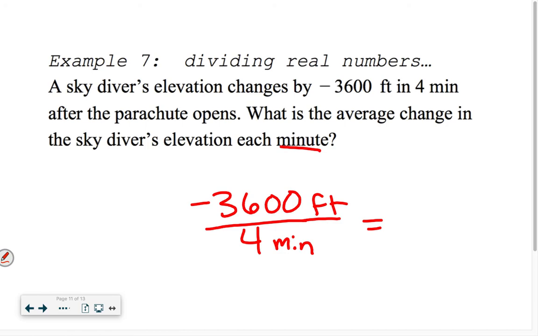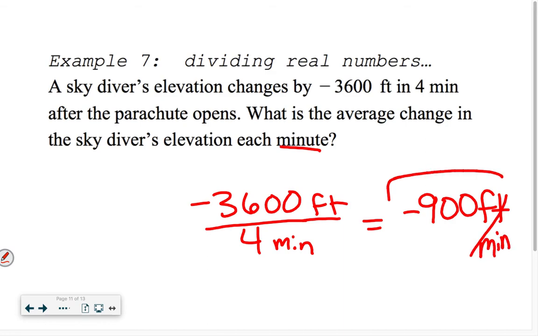Now, you should be able to do this mentally, just kind of block off those zeros for a minute and think 36 divided by 4. 9. Tack those zeros back on. Signs are different, so negative 900 feet per minute, right? We just found it per 1 minute.